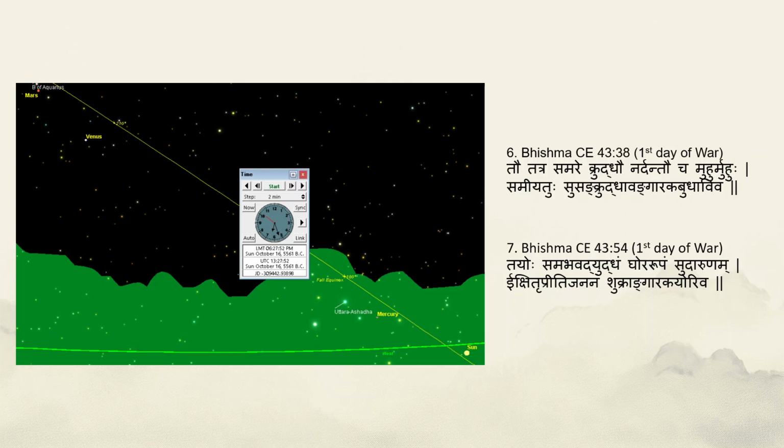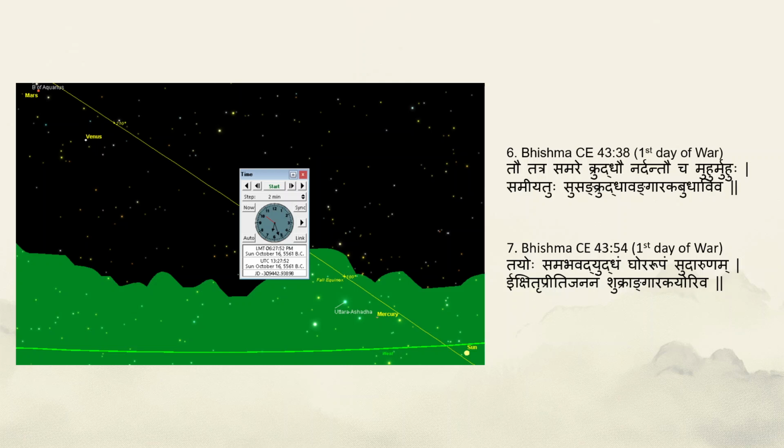Okay, so we got now these 2, so 5 out of 8, and then 6 and 7. As the number says, both these descriptions where there is a reference to Mars occur on the first day of the war. At one place, number 6, it says Samiyatu Susankrud Dhav Angaraka Buddha Viva. The important point is Angaraka and Buddha, as if they were coming to attack each other, or one was trying to attack the other, whichever way you want to take it. The war was happening as if Mars attacking the Buddha or Buddha attacking Mars on the first day of the war.